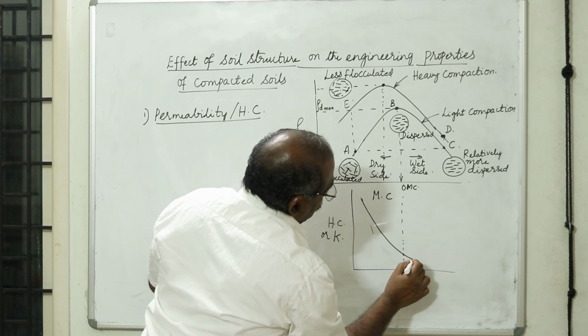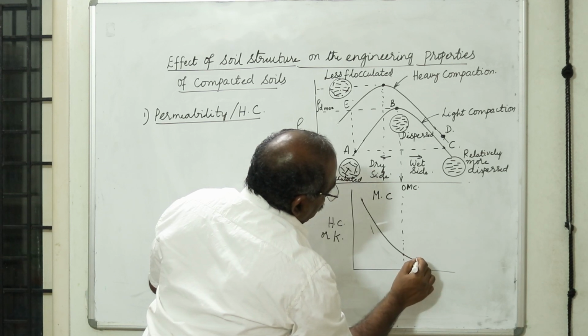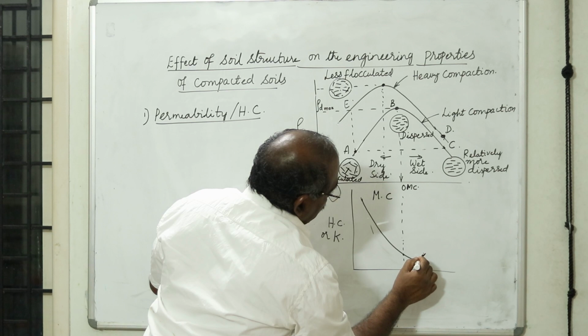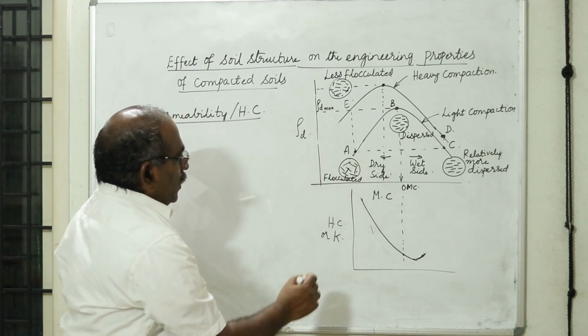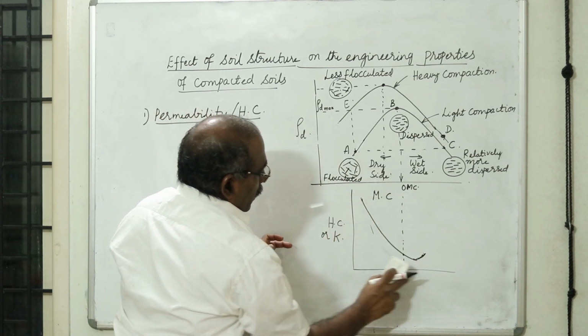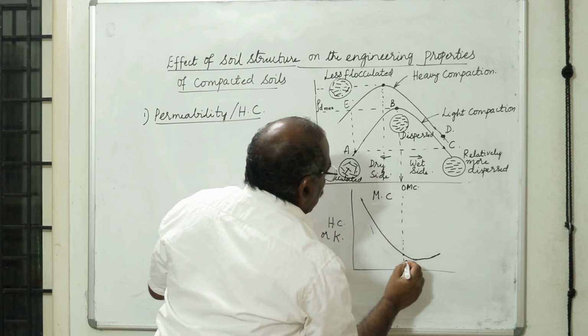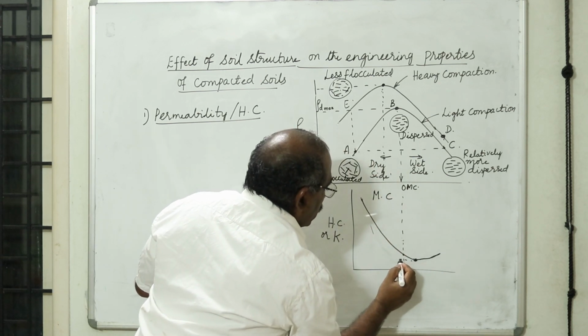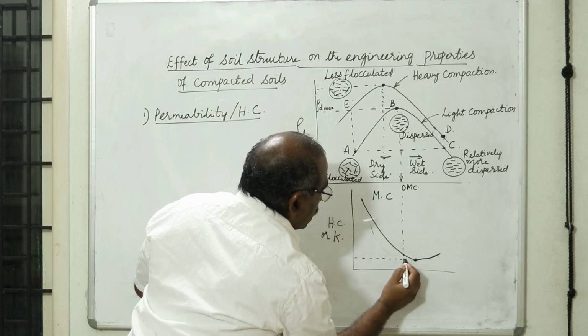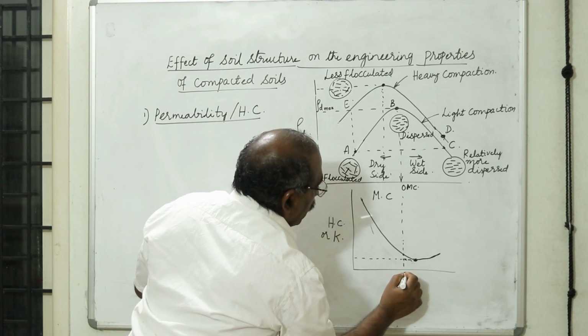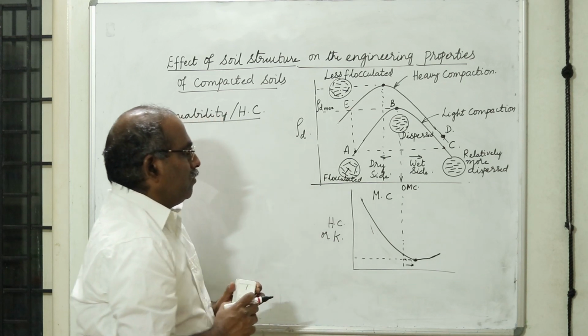slightly to the wet side of optimum, then slightly increases. This is how the permeability varies with the compaction. Now we have the lowest value of the hydraulic conductivity slightly to the right of the OMC.